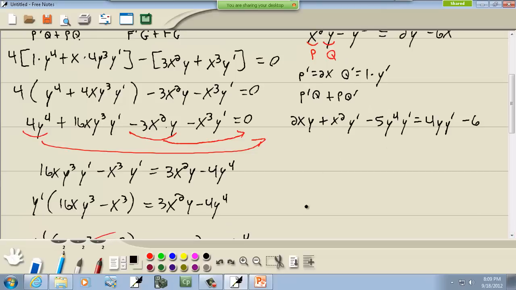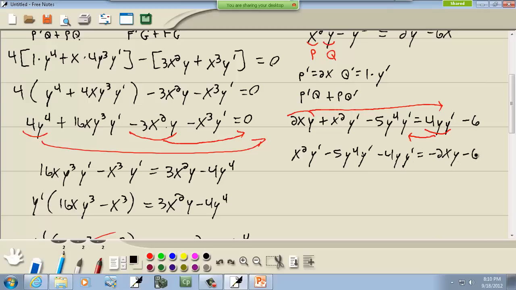Okay, get everything with a y prime on one side, everything else on the other side. So I'm going to take this 4y y prime over to the left side, and this 2xy over to the right side. So I get x squared y prime minus 5y to the fourth y prime minus 4y y prime equals negative 2xy minus 6. Remember, you take anything across your equals, your sign changes.